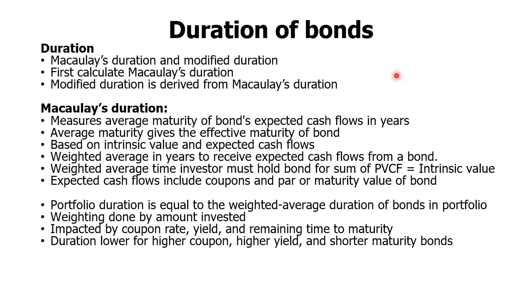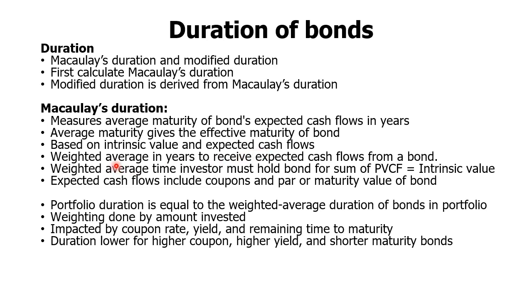When we talk of duration, we usually talk of two measures, the Macaulay's duration and the modified duration. We need to first calculate the Macaulay's duration. The modified duration is easily derived from Macaulay's duration. The Macaulay's duration measures the average maturity of a bond's expected cash flows. Macaulay's duration is measured in years. The average maturity in years tells you what the effective maturity of the bond is based on its intrinsic value and the expected cash flows received at various points in time.